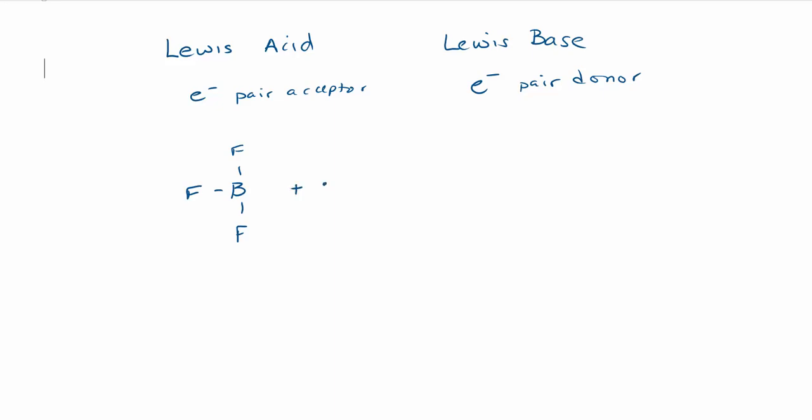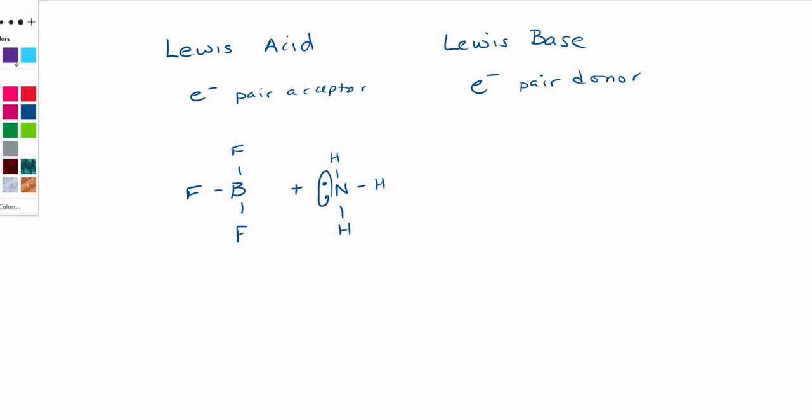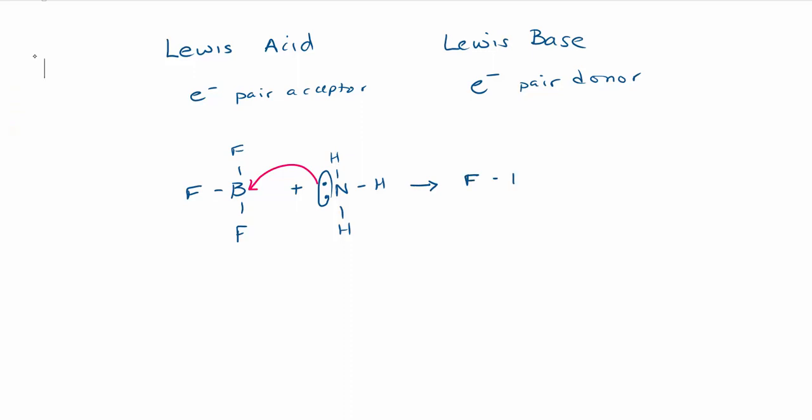And let's say I react it with this Lewis base, and the Lewis base I'm going to use is ammonia. Now we see this lone pair of electrons here, and that lone pair of electrons can be donated to boron in order to complete the octet. And when that happens, we form a new bond where that red or pink arrow is pointing, and we can form this new compound.